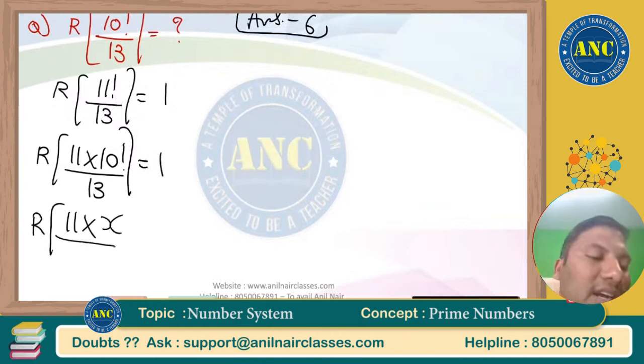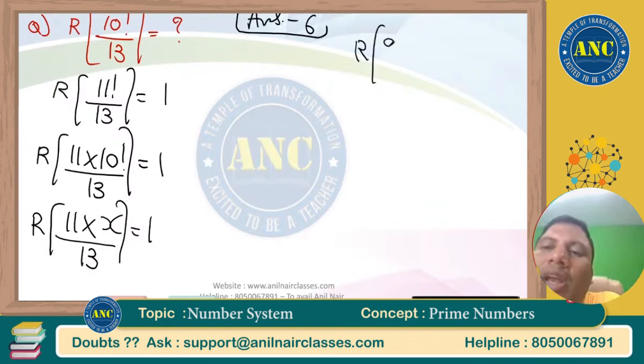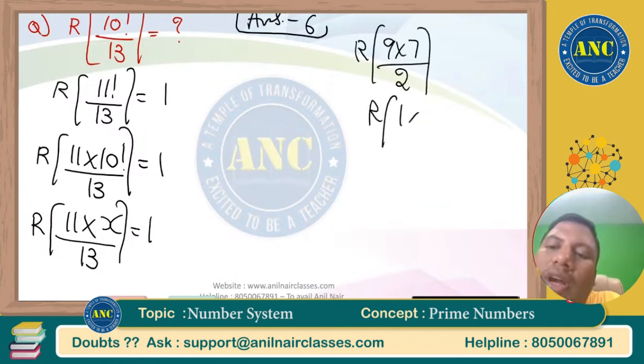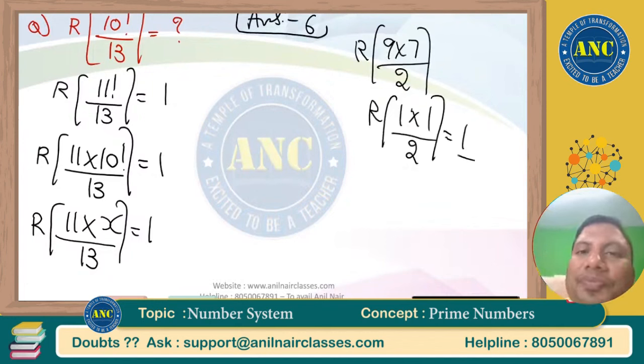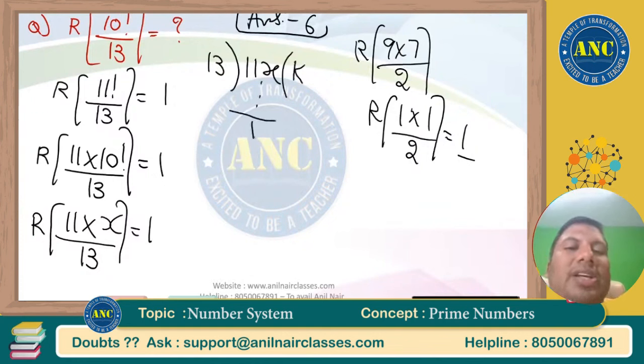If the numerator is less than the denominator, how many times you divide, the answer will not change. 11 divided by 13, 11. 10 factorial divided by 13, x. See this example, 9 into 7 by 2, 9 by 2 is 1, 7 by 2 is 1. If I further divide, answer will not change. Are you all with me? 11x is divided by 13. I don't know the quotient k, but I know the remainder as 1.